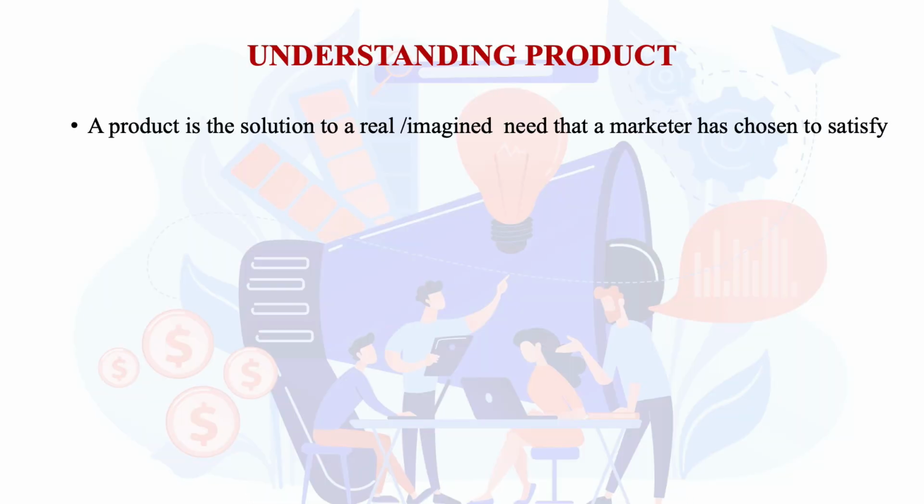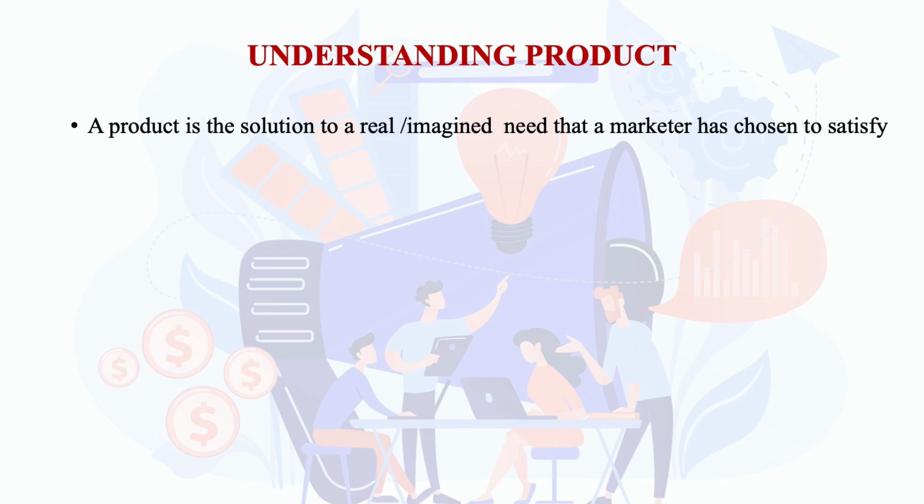If we look at the first component, the product, what is a product? How do we define a product? Everything that has a finite form that you exchange for value when you buy is, in a generic term, known as a product. In marketing terms, however, we say a product is the solution for a real or an imagined need that a marketer has chosen to satisfy.